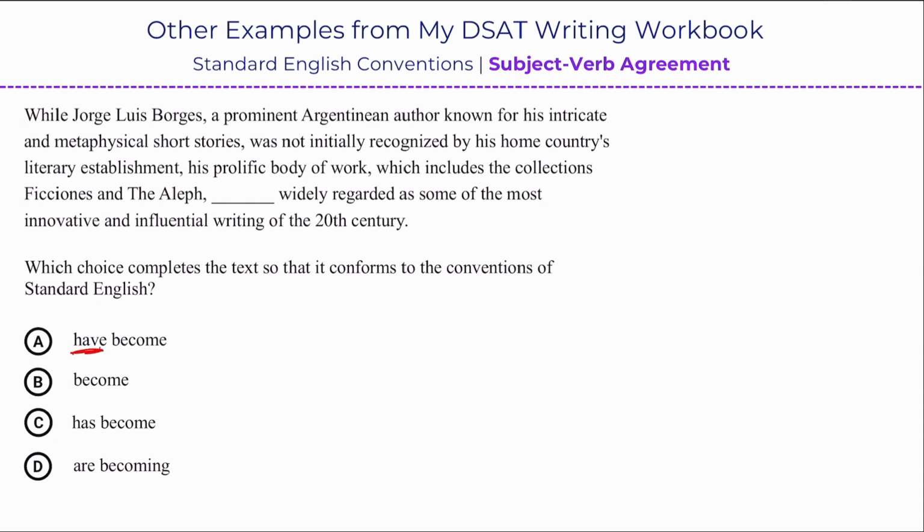So as soon as you notice the difference between a singular and a plural verb, you're thinking, oh, this question is testing me on subject-verb agreement. At least that's one of the concepts, okay? So then, well, then you read the beginning of the sentence, right? And then you plug in answer choice A as you're reading, and you read to the end of the sentence. So here it says, while this guy, a prominent Argentinian author known for his intricate and metaphysical short stories, was not initially recognized by his home country's literary establishment, his prolific body of work, which includes the collections F and the Alf, have become widely regarded as some of the most innovative and influential writing of the 20th century.